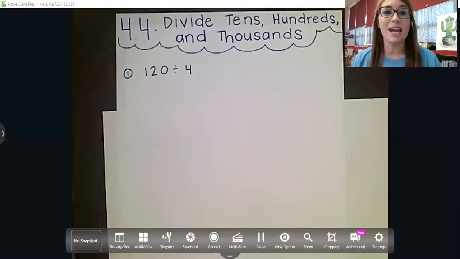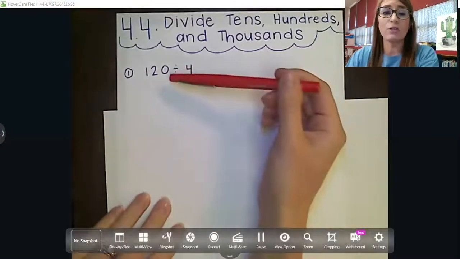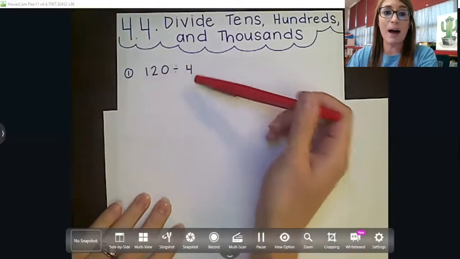All right, so today we're going to talk about dividing tens, hundreds, and thousands. And this is going to end up looking pretty familiar because it's very similar to what we have done in chapter 2 and in chapter 3, where we're going to be pulling those basic facts out to solve these problems. Okay, now let's look at this first one. We've got 120 divided by 4.